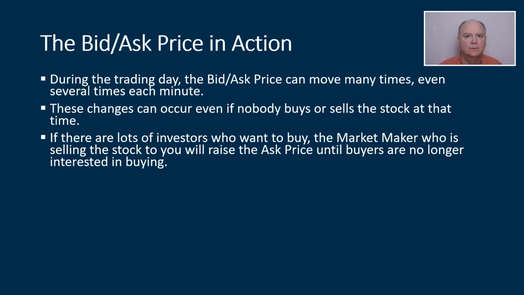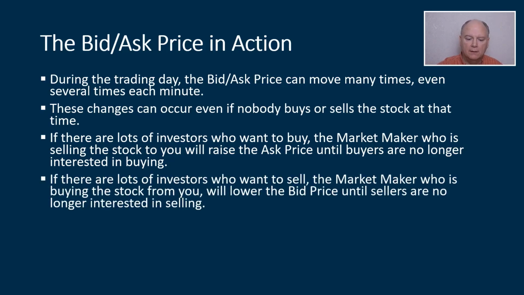And just the inverse happens when you're going to sell a stock at that point. So if there are a lot of investors who want to sell a stock, the market maker who is buying the stock from you, you're selling it, they're buying, they will lower the bid price until sellers are no longer interested in selling. And a lot of times when you get the whole long line of sellers, that's kind of when you have what's called a market crash. There's a whole lot of sellers and not many buyers. And so you get everything pretty lopsided at that point. But somebody has to be on the other side of each transaction, even if it's the market maker themselves.